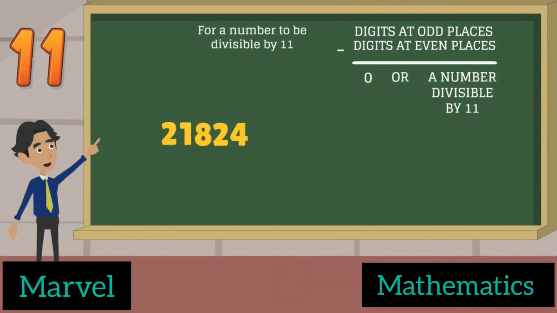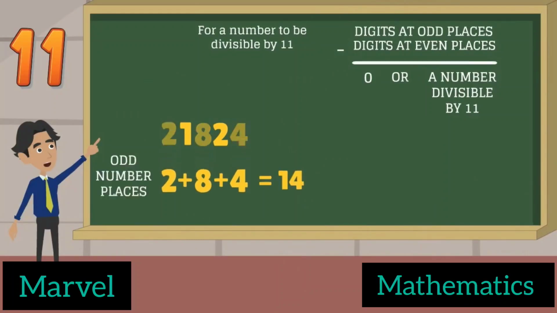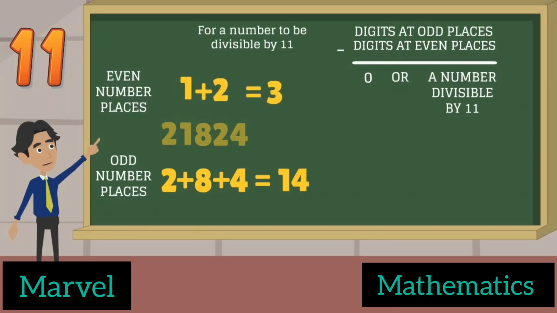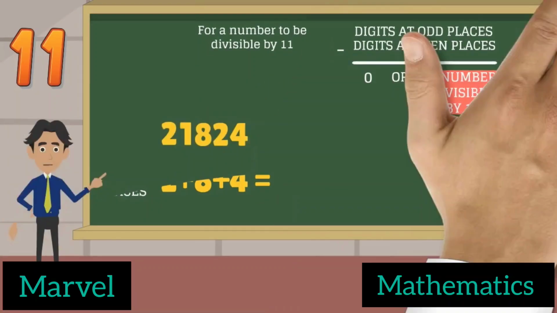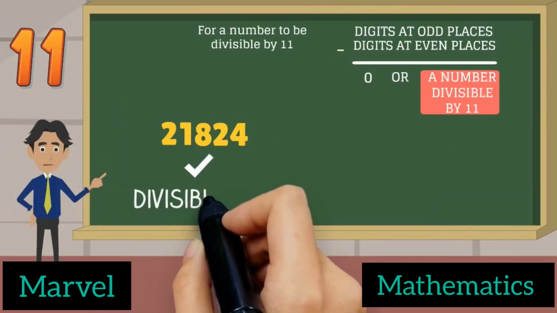Also, in 21,824, the sum of the digits at the odd number places is 14, and the even place value digits add up to 3. The difference is 11, so the number 21,824 is divisible by 11.